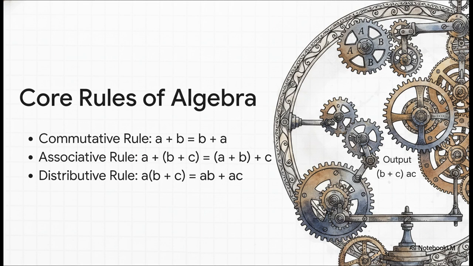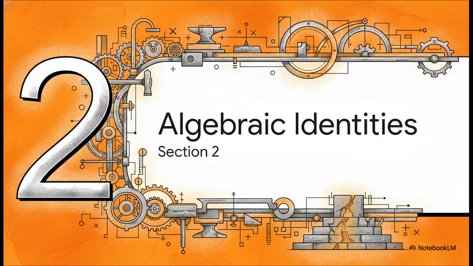And third, the distributive rule. This one allows us to multiply a number across a sum inside parentheses. Basically, multiplying a number by a sum gives you the exact same result as the sum of their individual products. These 3 rules dictate exactly how we can shuffle our numbers and variables around. Moving right along, let's hit section 2, decoding algebraic identities.